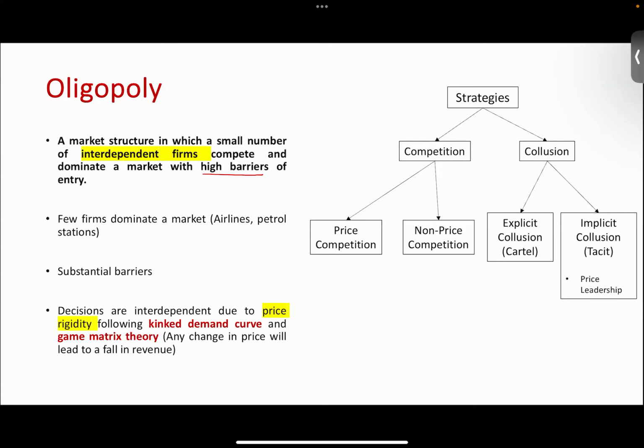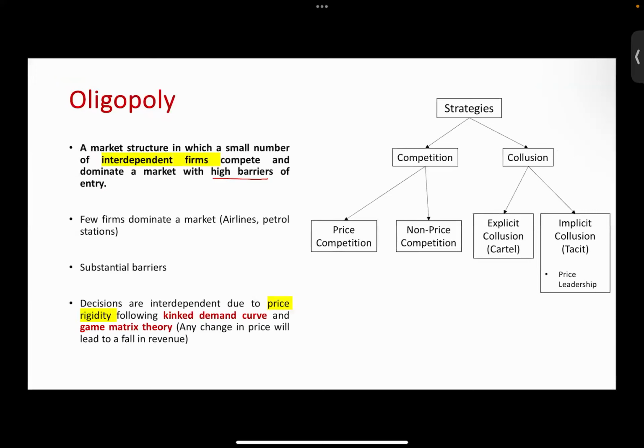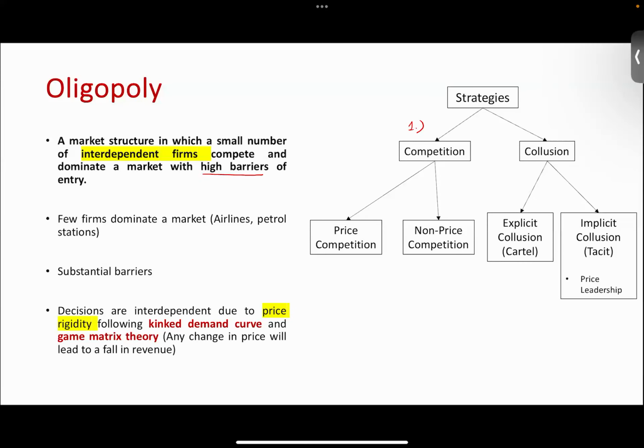How do they actually survive in this industry? They have two methods. The first one is they can compete, and the second is they can collude. How do they compete? They can compete through price competition. Price competition means you can try to attract more customers by selling at lower prices. But usually this does not work in oligopoly firms. Why? Because of price rigidity.